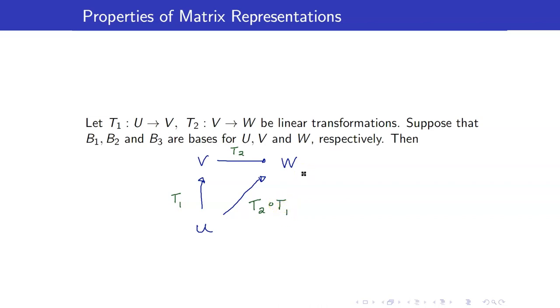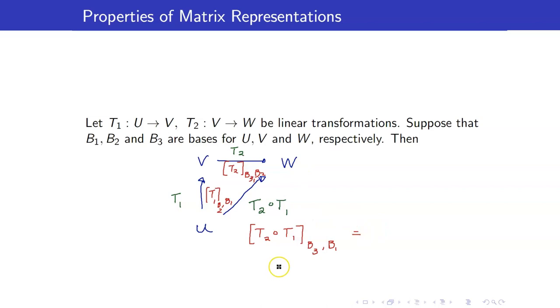Now again, we want to view this as matrices. We can view this linear transformation as the matrix representation of T1 from U to V. So that's B1 to B2. Here, this is the matrix representation of T2 from V to W. So that's from B2 to B3. The question is, what is the matrix representation of this composition? It turns out that this matrix representation will now be from B1 up to B3. Because B1 is the ordered basis for U and B3 is the ordered basis for W.